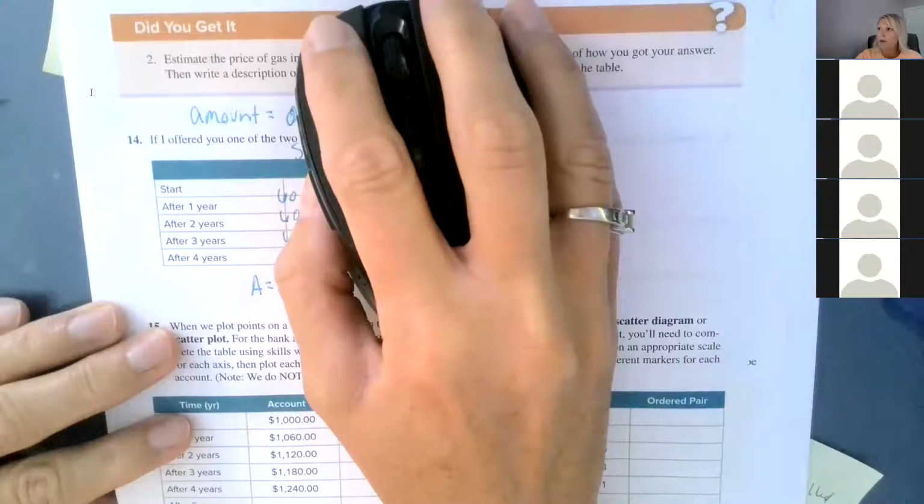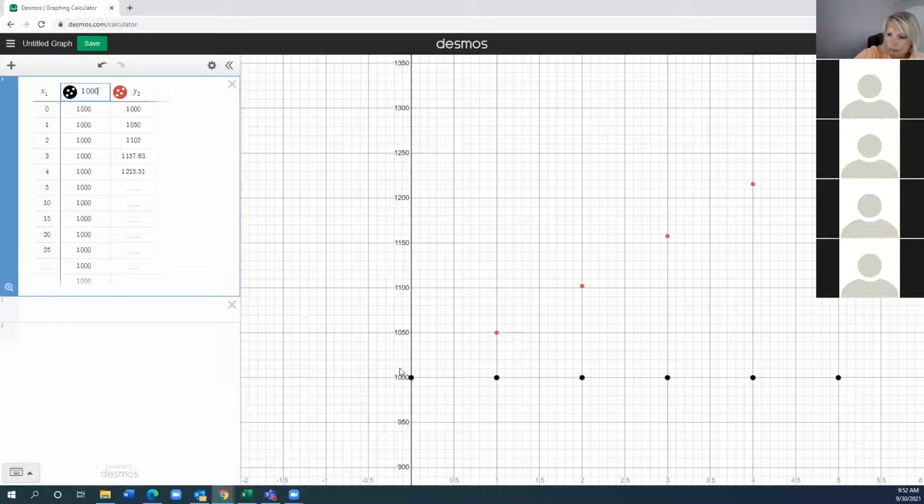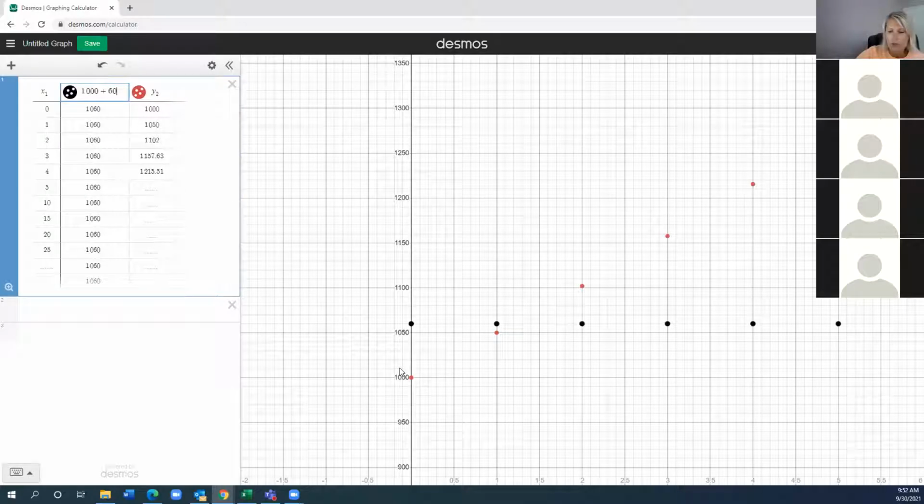So up here where it says Y1, I'm going to click on Y1, backspace and delete that. Don't worry, everything went away. I'm going to type what we just said, 1,000 plus 60, and I don't even have to do a multiplication symbol. I can just type X1. It knows to multiply. And then everything through 4 should be just as it was. And now it's done some future time points for me as well.